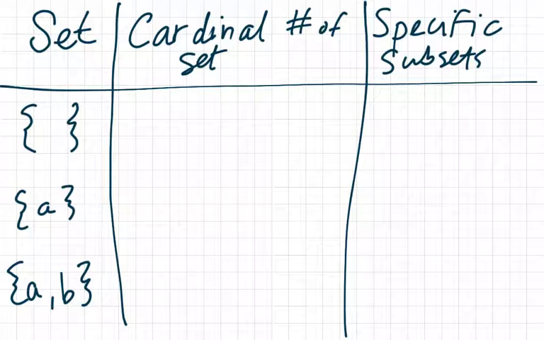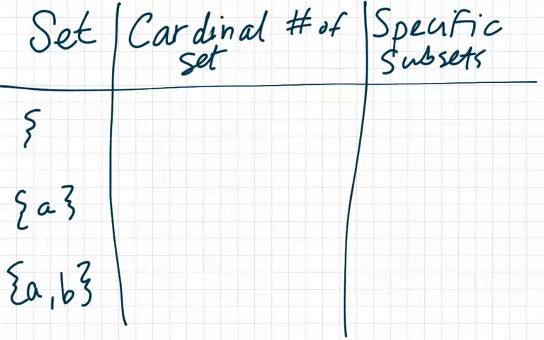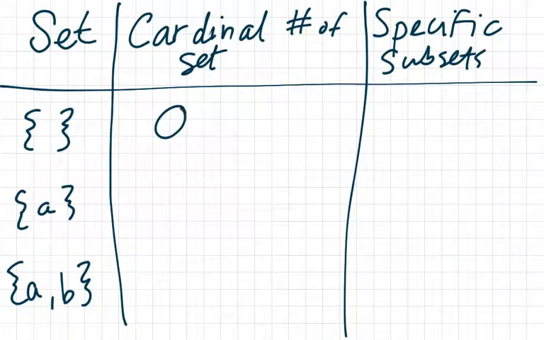The first set we're going to look at is the empty set. I drew that a little funky, so let's redraw those empty brackets. Okay, so here we go. The cardinal number of the set is 0. We're going to come back and think about specific subsets of the empty set in a minute. We'll come back to this one.